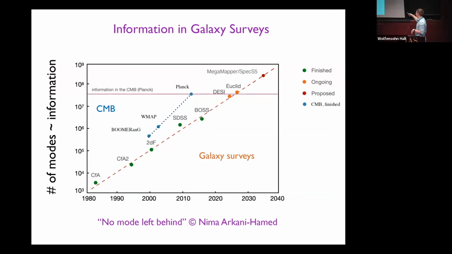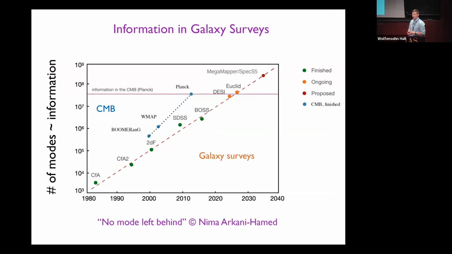We already have some great surveys going on, such as DESI and Euclid, that will match the amount of information of Planck. And then we're discussing future surveys, such as MegaMapper, that will happen on a timescale of, let's say, 10 years, that will give us orders of magnitude more information. So as Nima said yesterday at dinner, there should be no mode left behind. And this program is exactly how we're going to get there.